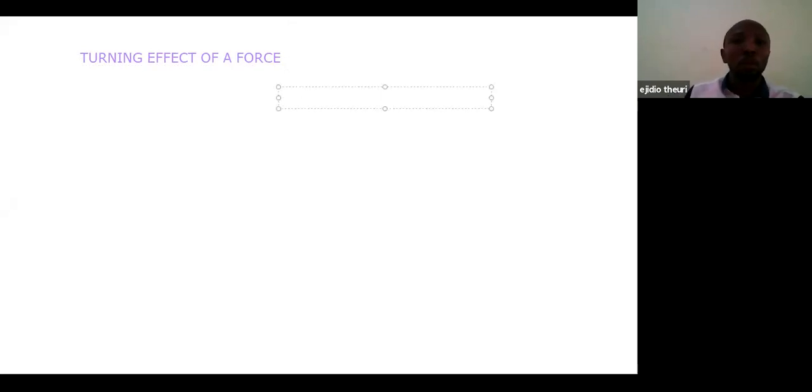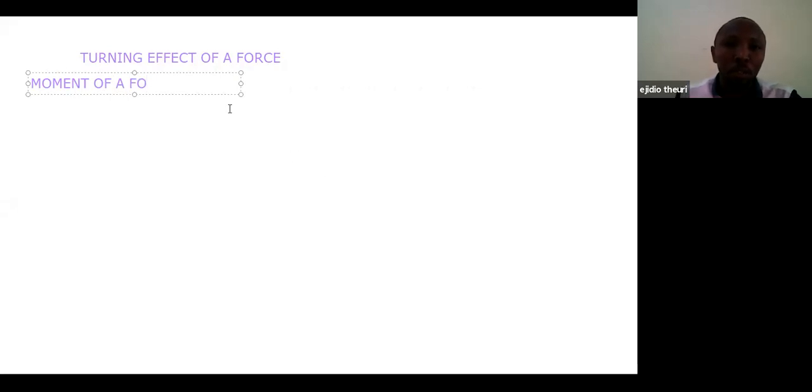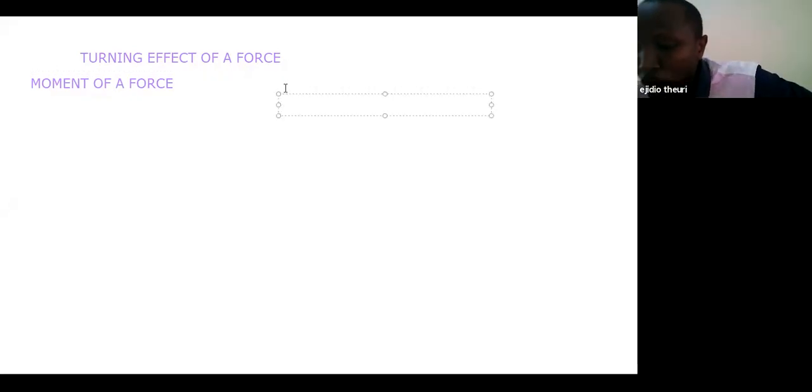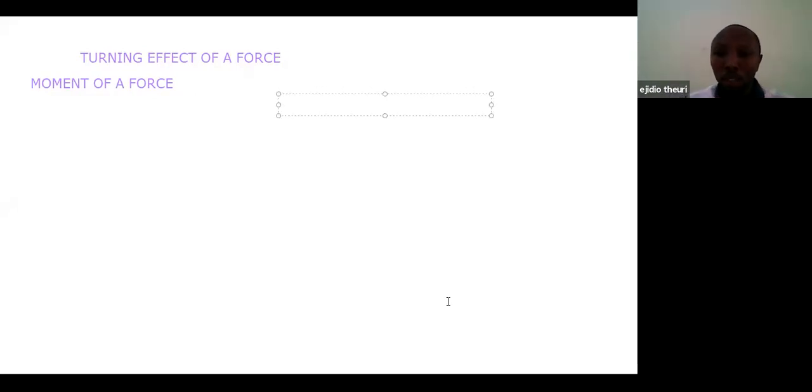Okay, turning effect of a force. We should start by understanding the meaning of the moment of a force. That's what we should start with. So we should start with the moment of a force. So what is moment? In the first place, moment is normally called the turning effect of a force.